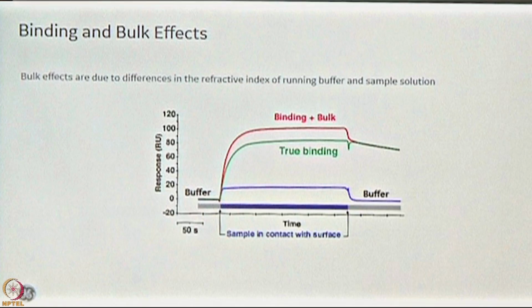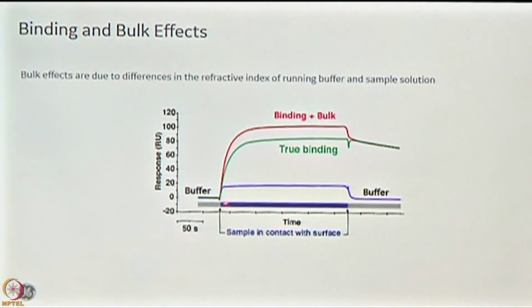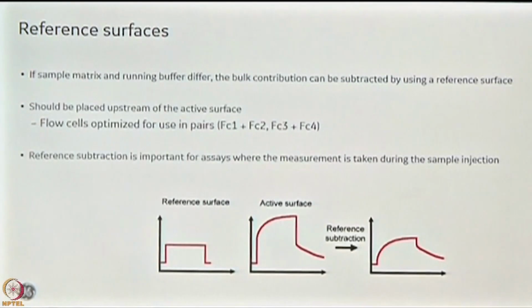Okay. So, if you look at this graph, the blue one is just the buffer running without anything. So, it has a teeny bit of response unit. The red one is your binding as well as your bulk. So, you are looking at a response unit which you have received after binding, as well as the bulk. If you subtract these two, you actually get your true binding. So, all SPR experiments should have a 0 concentration which is subtracted, and the buffer needs to be exactly the same. Whatever is the running buffer or the 0 buffer has to be used to make the sample, right.